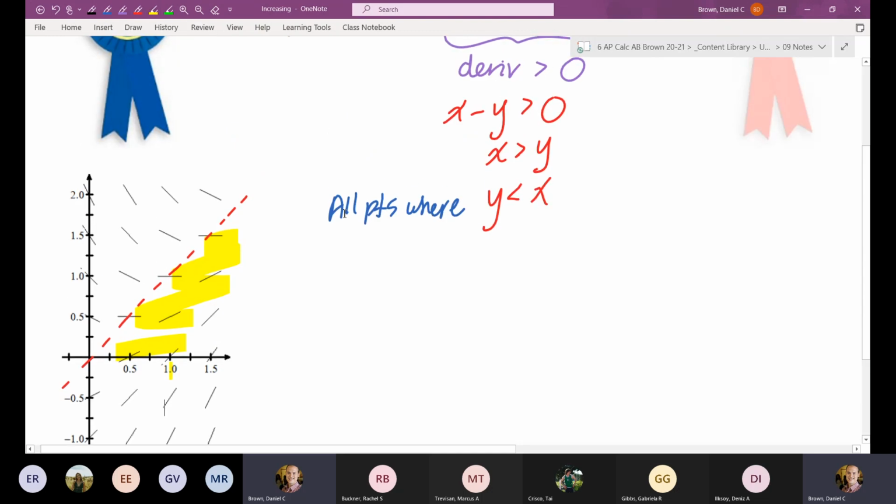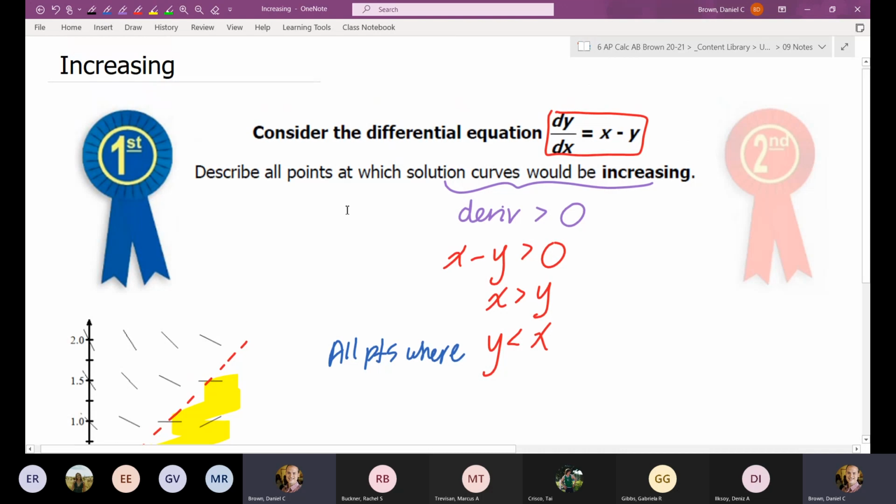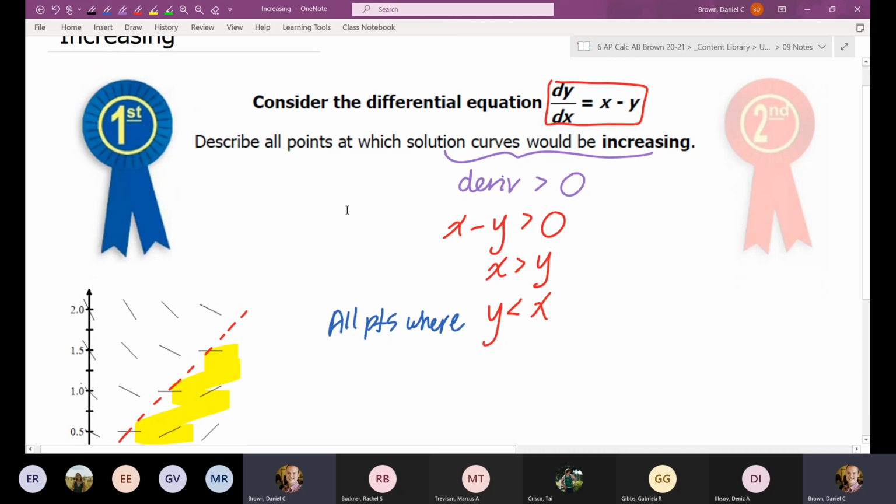Some other neat things you see, like what do you notice about all the slopes on that diagonal line? They're all horizontal. They're parallel to each other, they're horizontal. Why would that make sense? Well, if the slope is horizontal, that's dy/dx equal to 0. If dy/dx is equal to 0, you just get x is equal to y. So whenever the x and y are the same coordinates, it's going to be a horizontal line.